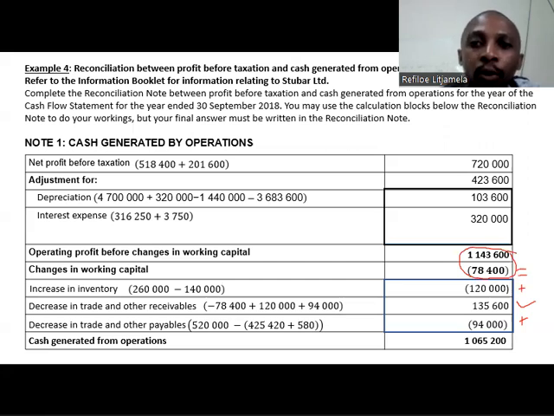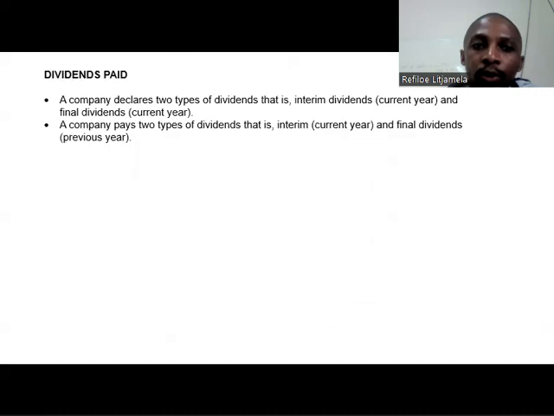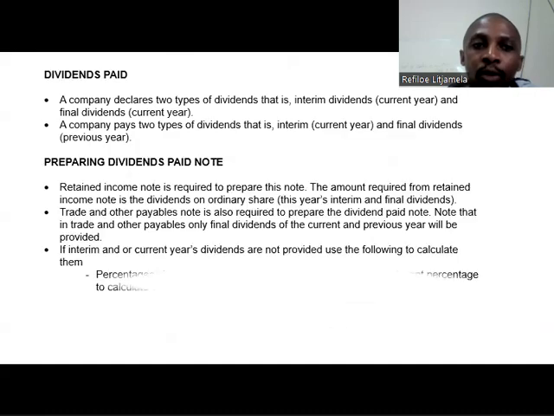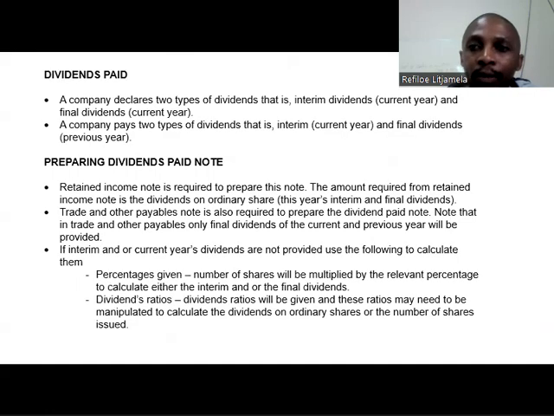In the next video, we will be doing dividends paid. You need to know what dividends paid are and what is the difference between dividends paid and dividends declared. There's a huge difference between the two. So just read these notes quickly, and this is what we will be doing in the next video.